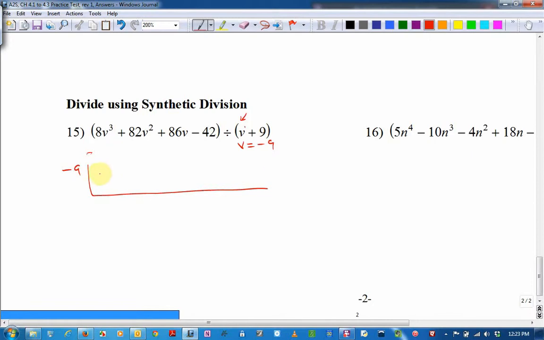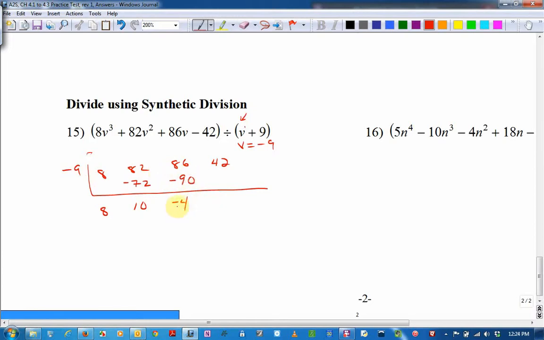Let's pull off the coefficients. Here's the cubic coefficient. I have a squared coefficient. I have an 86 and a 42. I think they're all there. Cubic, squared, yes they are. So this is how we do synthetic division. We bring down the 8. We take the 8 times a negative 9. I get a negative 72. Now I add and I get 10. 10 times a minus 9 would be a negative 90. And I add, I get a negative 4.